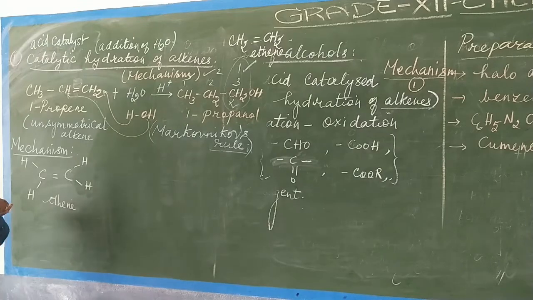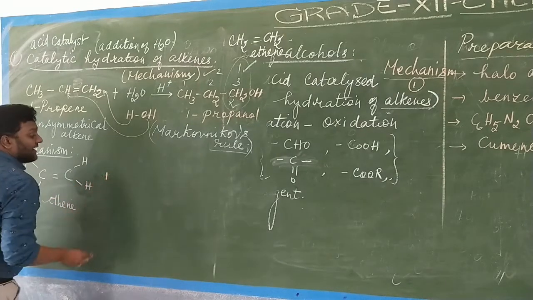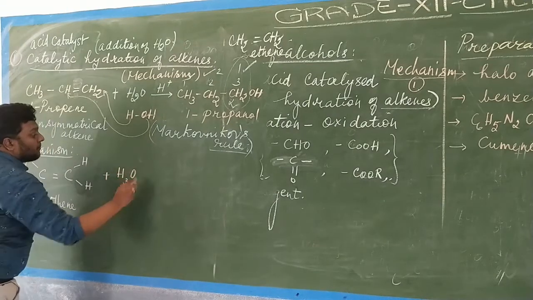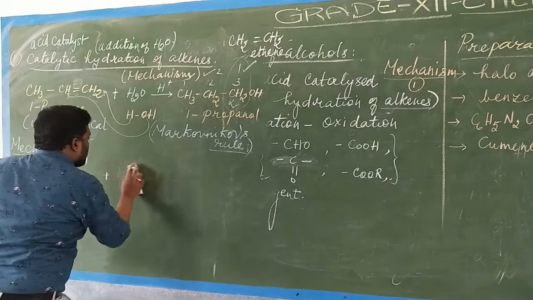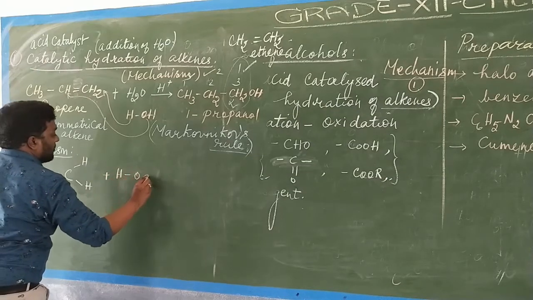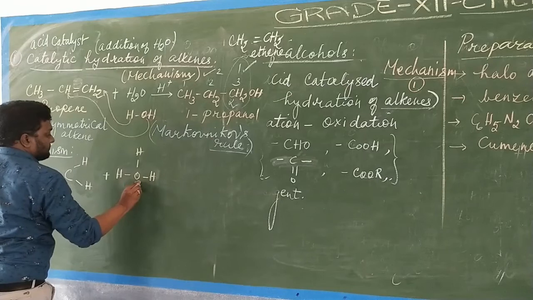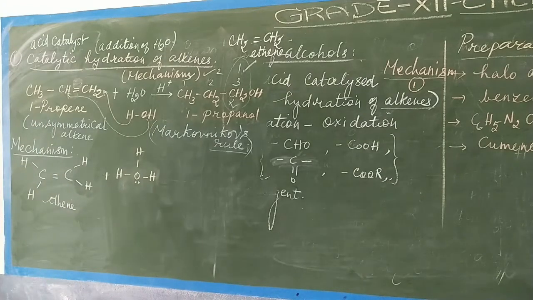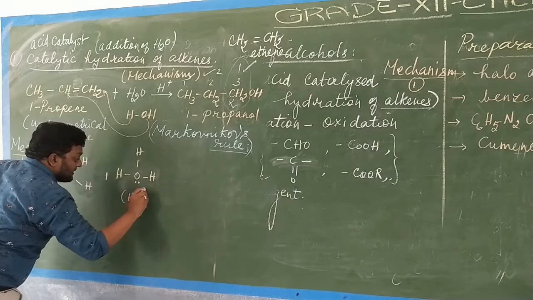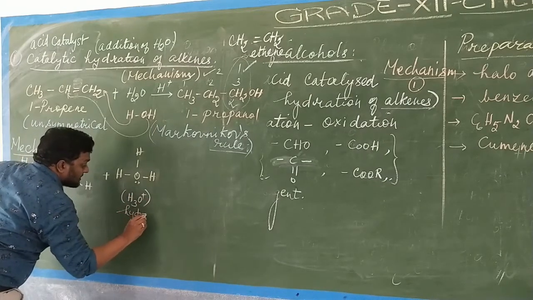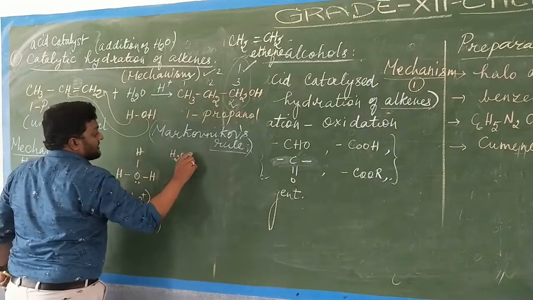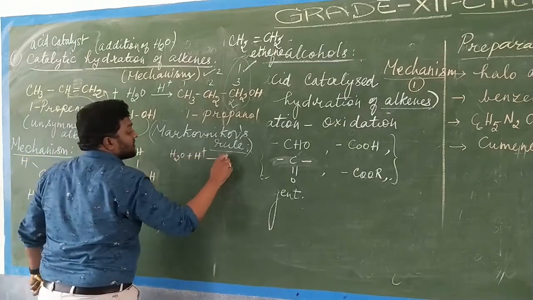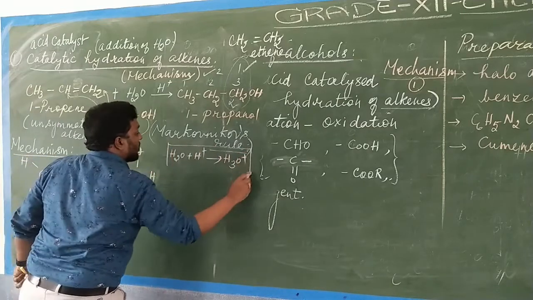Now this alkene has to be added to the hydronium ion, that is H3O plus ion. The hydronium ion splits: H bond O bond H bond H, with the free radical electron on this side. So H bond O bond H bond H is nothing but H3O plus. This H3O plus is called the hydronium ion. How is this hydronium ion formed? It is formed when the water molecule is mixed with an acid; then automatically it gives rise to the formation of H3O plus ion. So now I've got H3O plus ion.